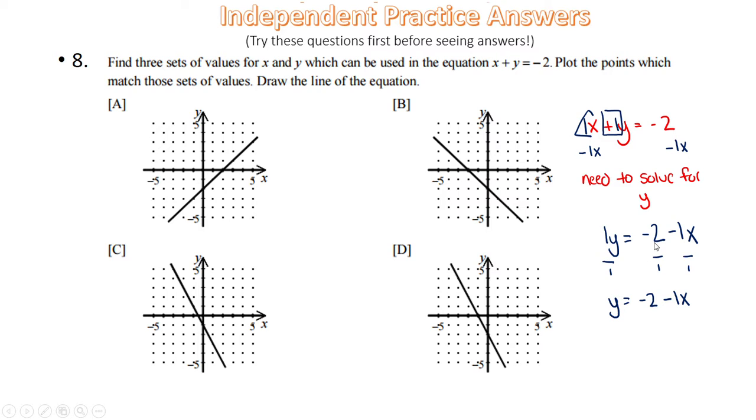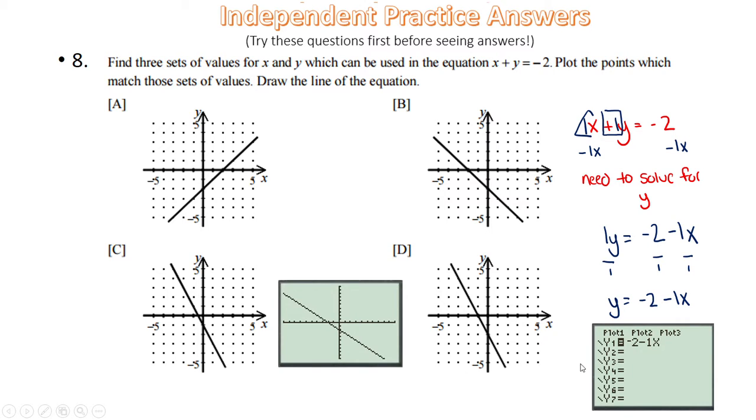Then we just have 1y is equal to this. Dividing by a positive 1 doesn't change anything, only if we divide it by a negative 1. So this is my equation. Put this into our y equals key, and then look at our graph. Now, something tricky.